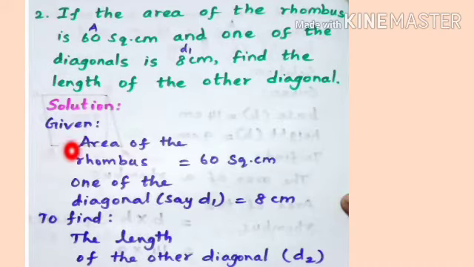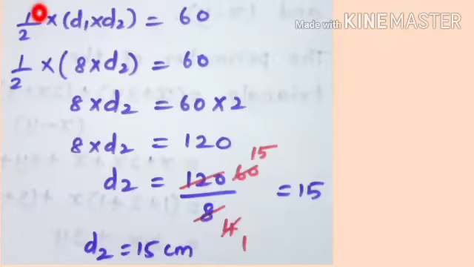So, solution: write down all the given values. Area of the rhombus is 60 square centimeter and one of the diagonals, say D1, is 8 centimeter. We have to find the length of the other diagonal. So students, we know that the area of the rhombus is given as 60 square centimeters. So equate the 60 with 1 by 2 into D1 into D2, to find the value of the other diagonal D2. Here 1 by 2 into D1, what is the value of D1? Which is 8. And D2, which we have to find, is equal to 60, the area of the rhombus.